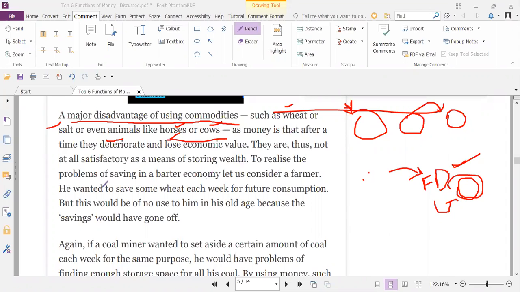To realize the problem of saving in a barter economy, let us consider a farmer. Here again we are taking an example of a farmer. We will be comparing store of value in the money system with the barter system: how in barter system we store value and how in money we store value, and which one is better, with this example of the farmer. The farmer wanted to save some wheat each week for future consumption.